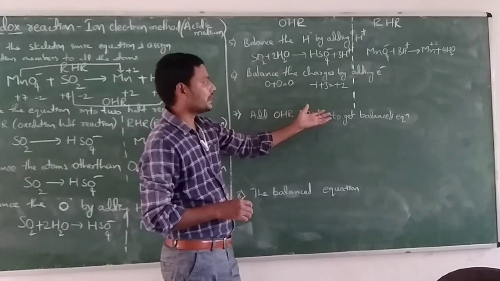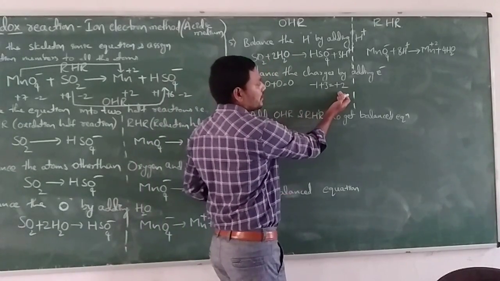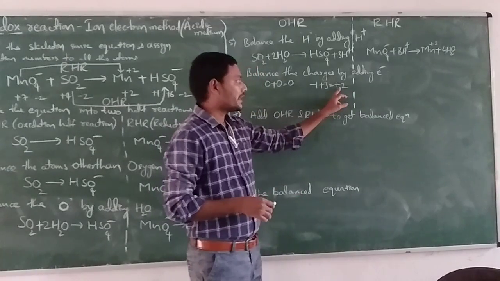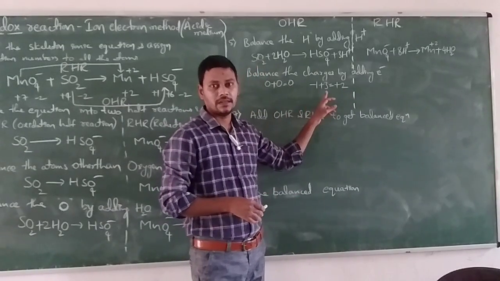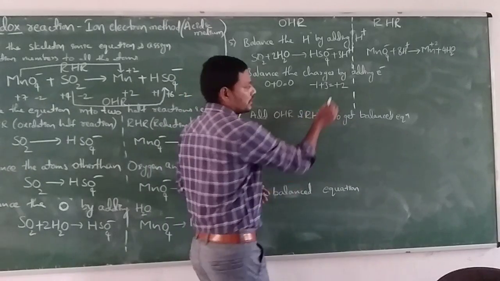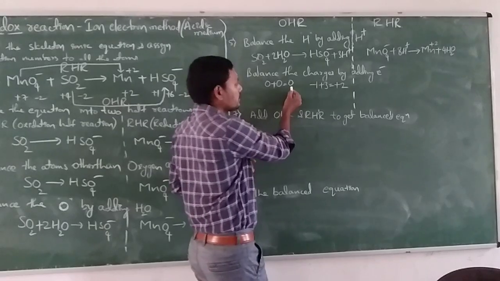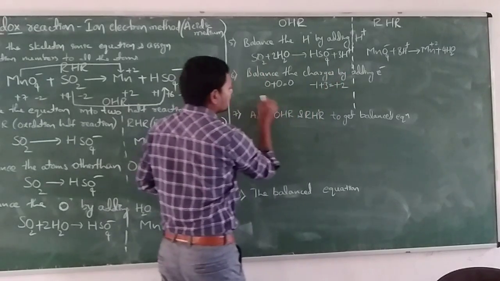Now we are adding the electrons in oxidation half reaction right side. So how many electrons should be added to become 0? 2 electrons. Why? Because electron having negative charge. So 2 electrons means minus 2. Plus 2 and minus 2 will get cancelled. It will become what? 0. So I am adding 2 electrons right side.